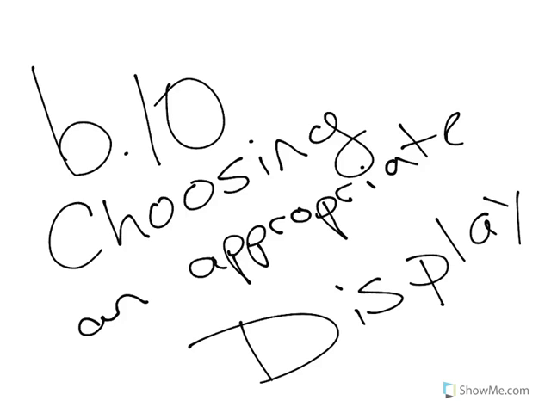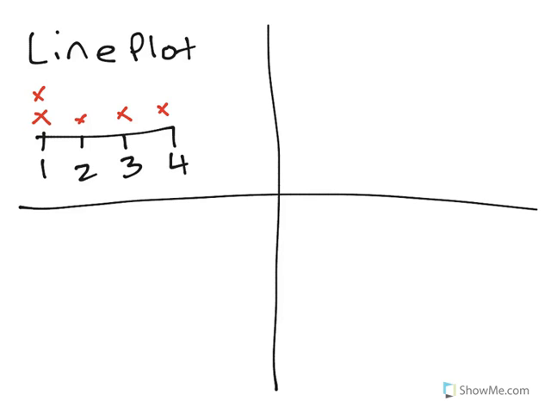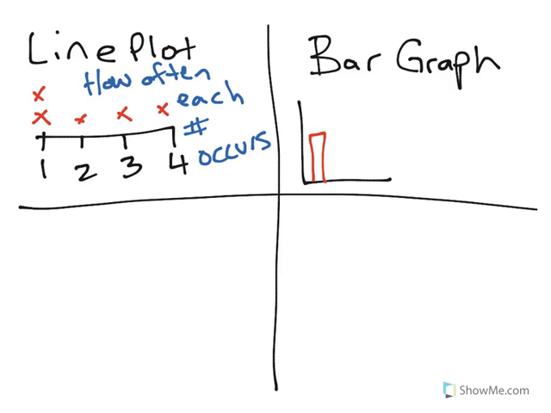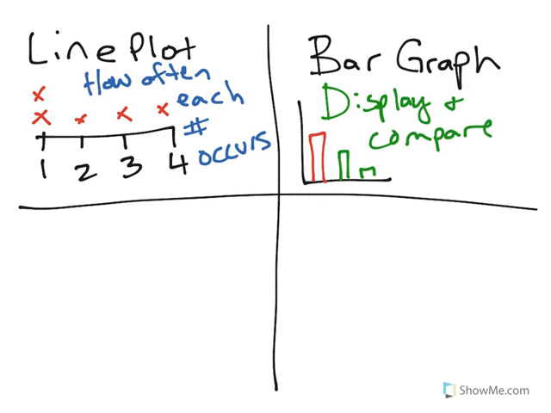So the kinds that we're going to deal with are the line plot, which looks like that. For line plots, we usually use those when we want to see how often each number occurs. You can copy this down in your notes if you would like, otherwise just write down the part that I'm writing down. The next kind is a bar graph, and a bar graph can be used to compare different pieces of data. Usually we use it to, like I said, display and compare data.